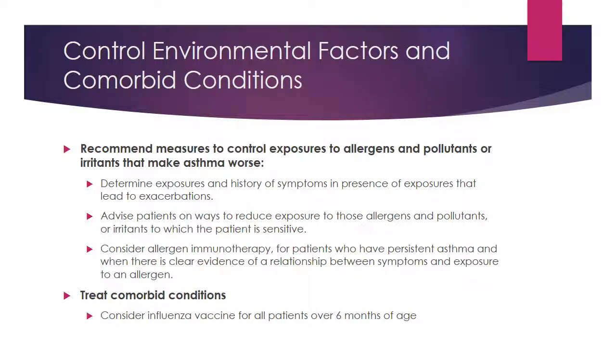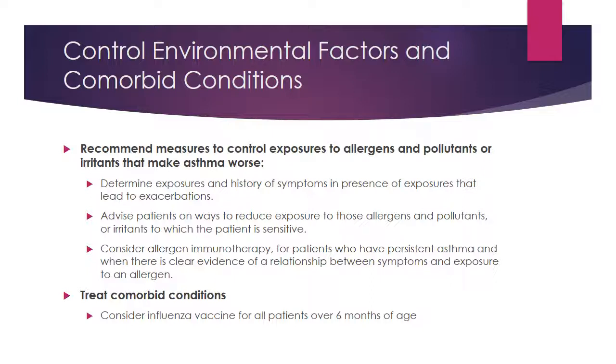Control environmental factors and comorbid conditions. Recommend measures to control exposures to allergens and pollutants or irritants that make asthma worse. Determine exposures and the history of asthma in the presence of exposures that lead to exacerbations. Advise patients on ways to reduce exposure to those allergens and pollutants or irritants to which the patient is sensitive. Consider allergen immunotherapy for patients who have persistent asthma and when there is clear evidence of a relationship between symptoms and exposure to those allergens.